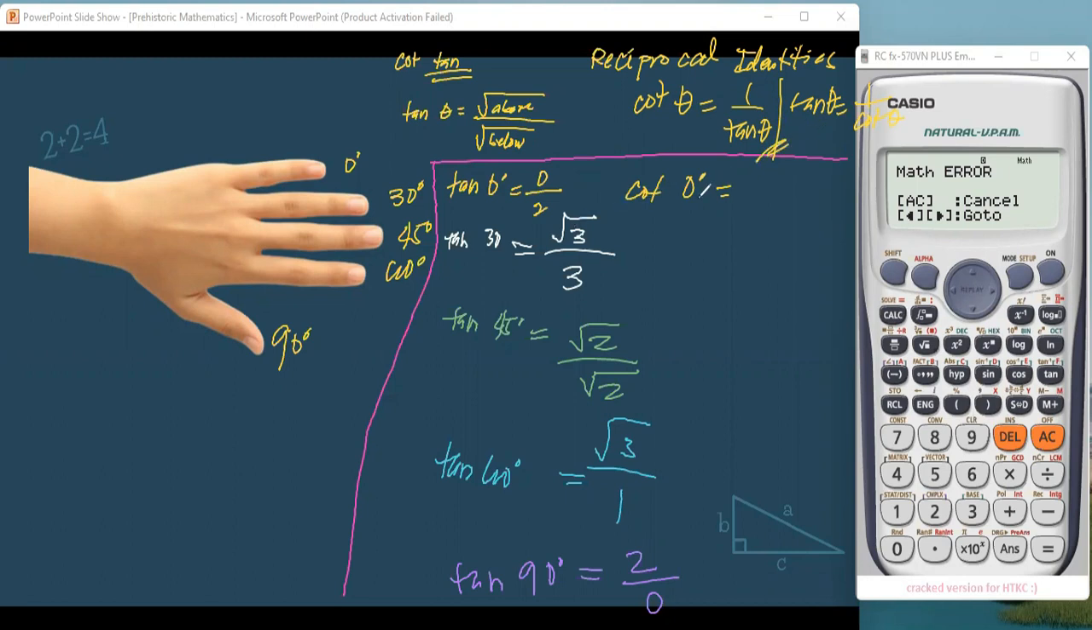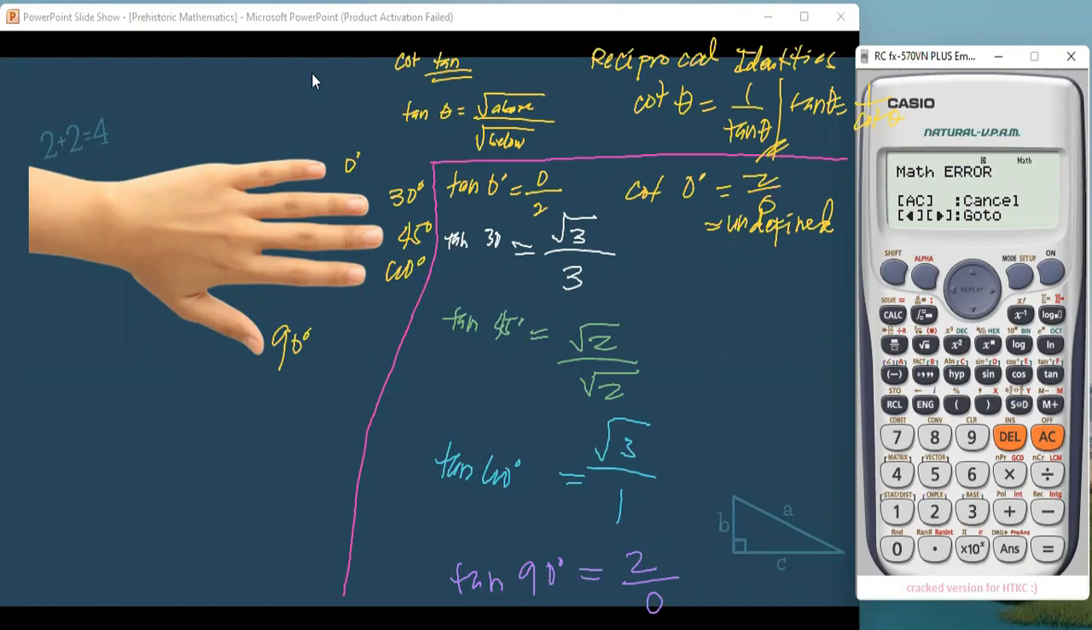So what will be our cotangent 0 degrees if tangent 0 degrees is equal to 0 over 2? So that will give us 2 over 0 kapag binaliktad natin na si numerator magiging denominator at si denominator magiging numerator. So that will also give us undefined. So let's check if really cotangent 0 will give us undefined. So that is 1 over cotangent or 1 over tangent 0. That will give us undefined or math error.